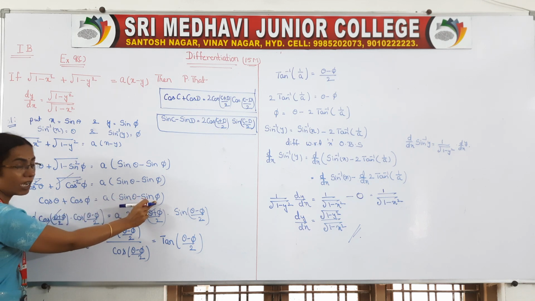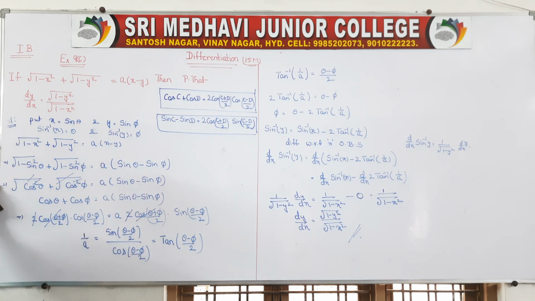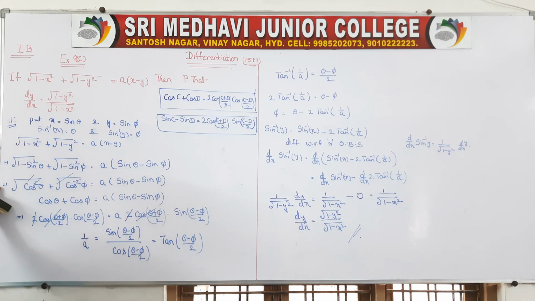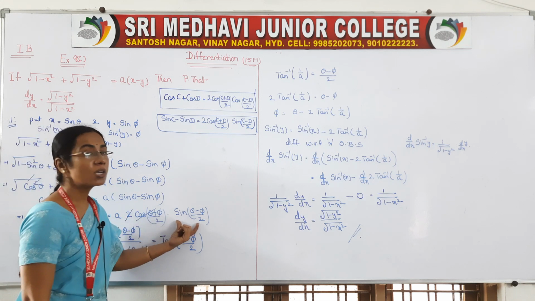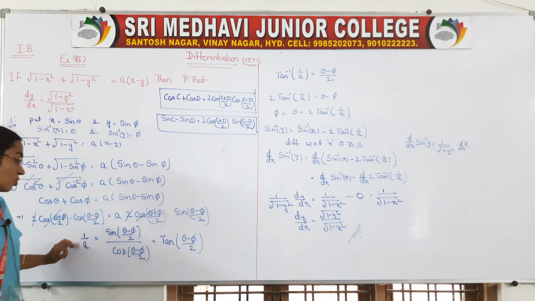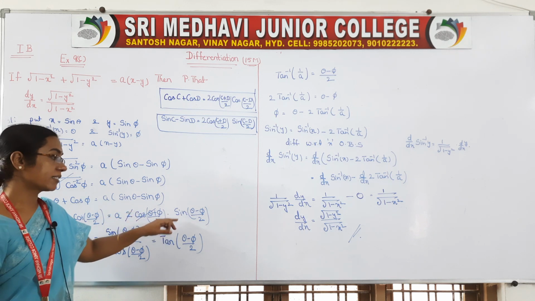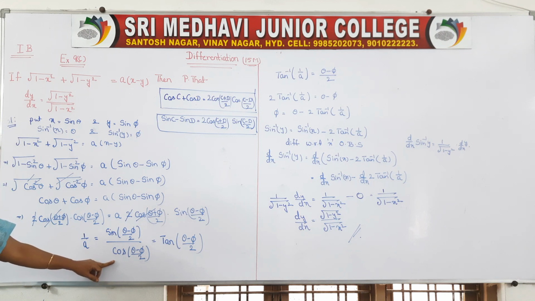Here also theta pi. So we applied that formula. After that, both sides 2 cancel, and cos of (theta plus pi by 2) cancels on both sides. So if we cancel, what is the leftover value? Cos of this is equal to a into sin of this value. So 1 by a is equal to sin of (theta minus pi by 2) by cos of (theta minus pi by 2).